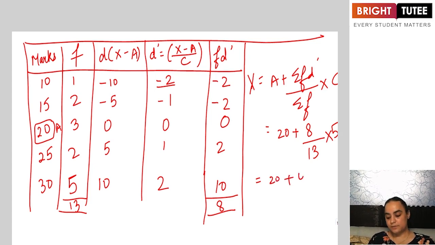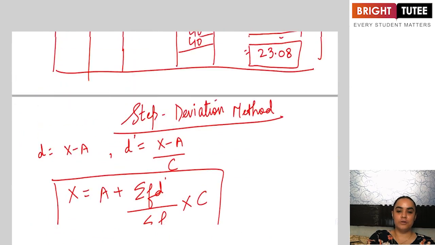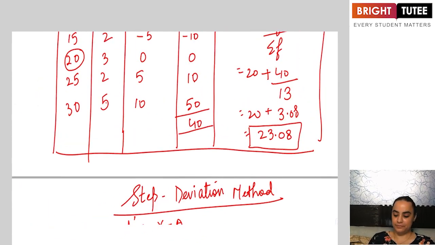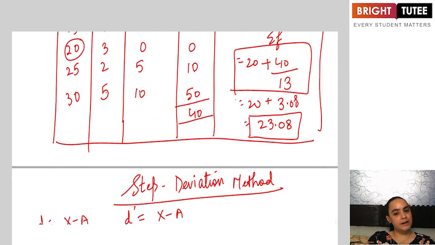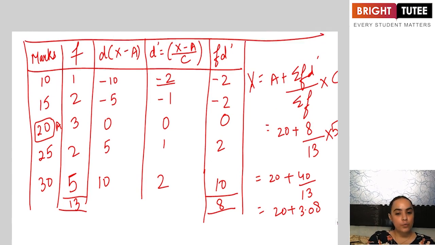So 20 plus 5 8s are 40 divided by 13. And again, as we have seen, we get the same number that we got above. See? 20 plus 40 divided by 13. So 40 divided by 13 was coming out to be 3.08. So the answer is 23.08. So this, my dear students, was how we calculated arithmetic mean in case of a discrete series where we were introduced with the term frequency.